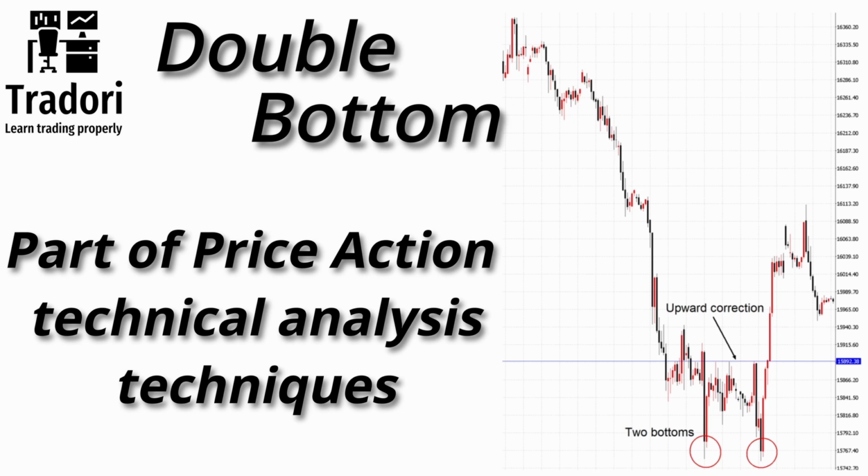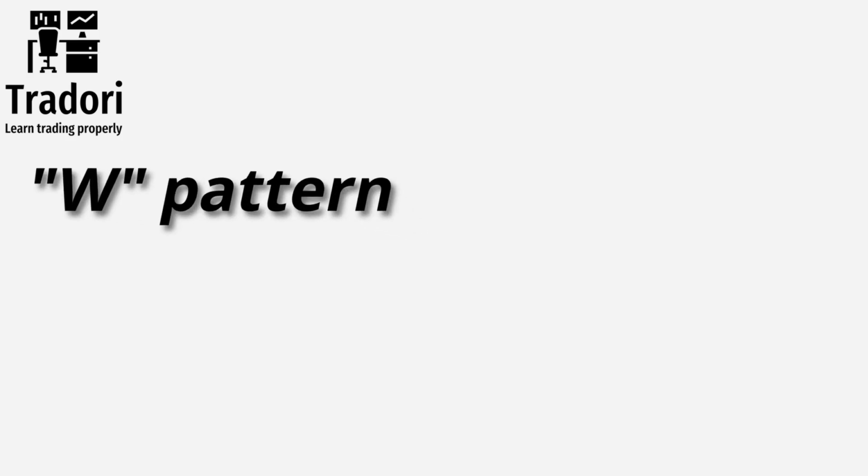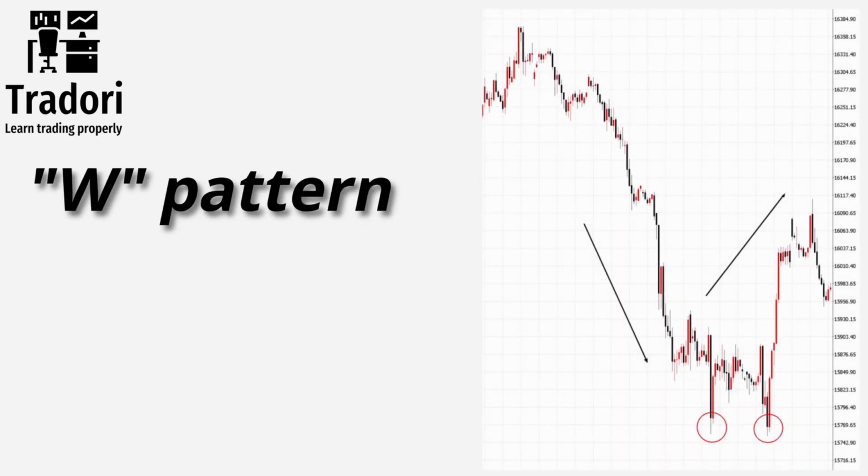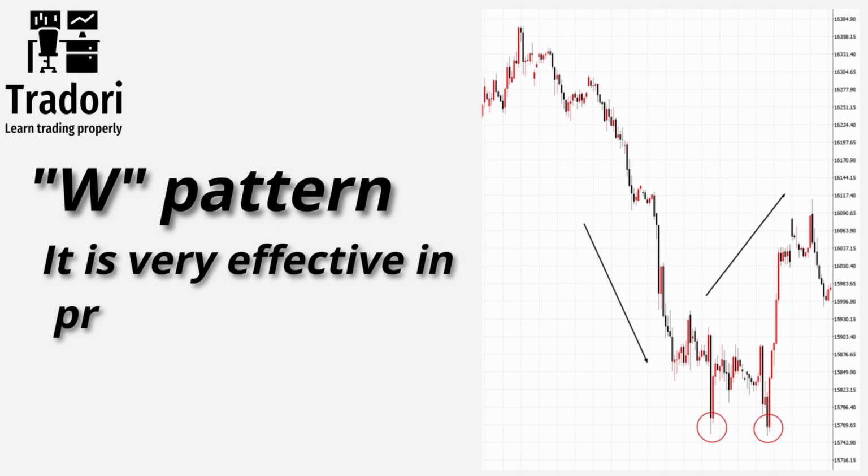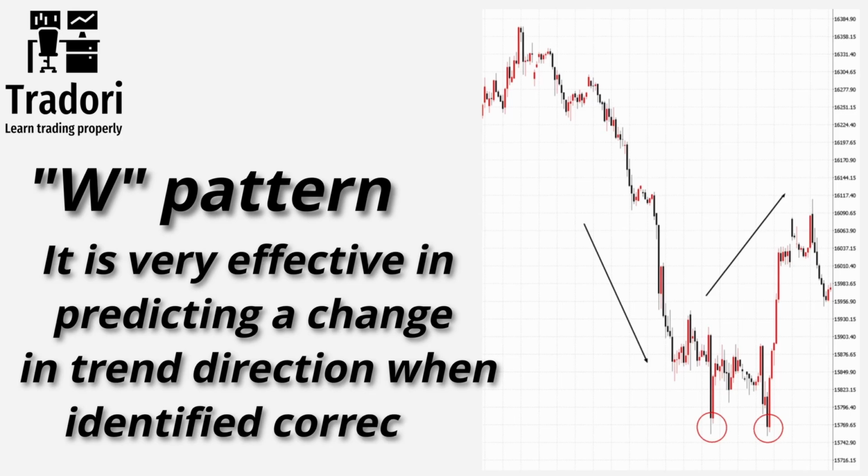There is a small upward correction between two lows, also known as a W pattern, due to the two touches at the low and a change in the trend direction from a downtrend to an uptrend. It is very effective in predicting a change in a trend direction when identified correctly. However, they can be extremely detrimental when they are interpreted incorrectly. Therefore, you must be extremely careful and patient before jumping into conclusions.